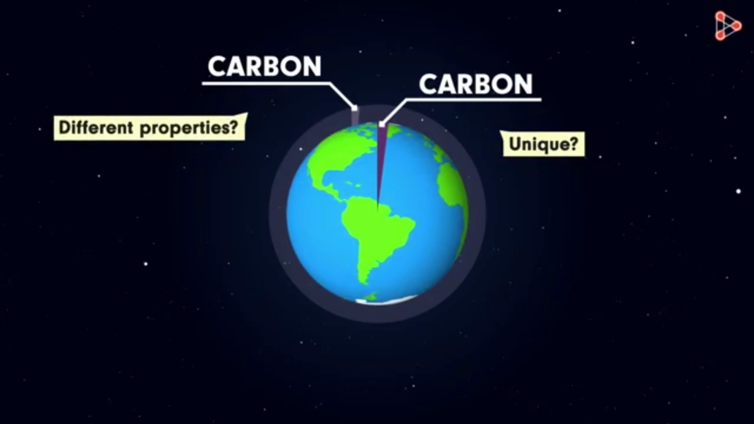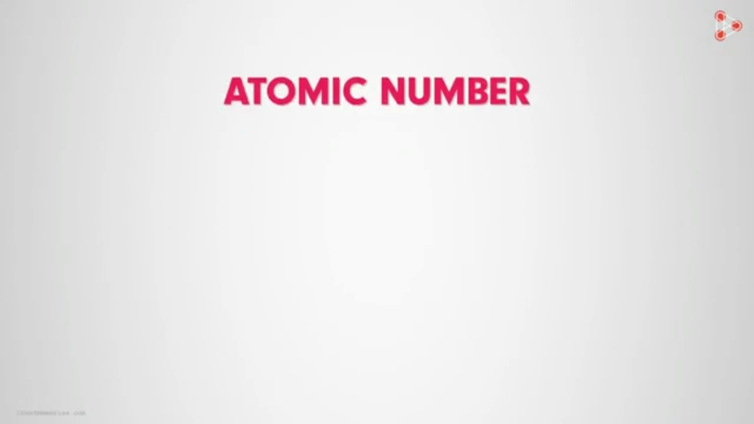But have you ever wondered what makes carbon so unique? What gives carbon the capability to have so many different properties? Let me give you a hint. Can you tell me what the chemical properties of elements are based on? Yes, they are mainly based upon the atomic number, right?